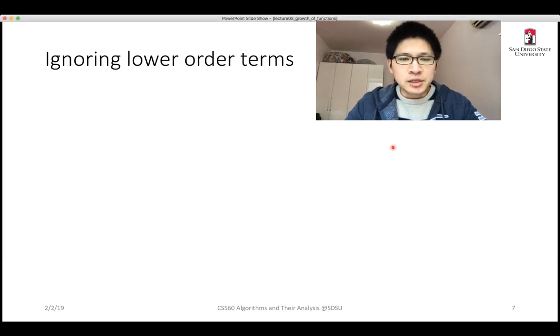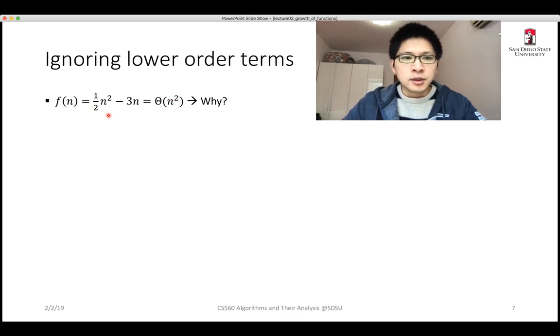Now we can use the mathematical definition of the theta notation to prove many of the operations that we used before. For example, we used to say that we can ignore the lower order terms, right? For a function f(n) = 1/2 n^2 - 3n, we can write it as theta of n^2. So we say that n^2 is a tight bound for the function f(n), and we simply ignore the lower term 3n. And we can use the definition of the theta notation to prove why this is the case.